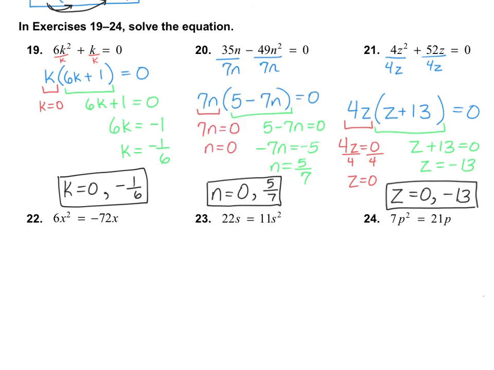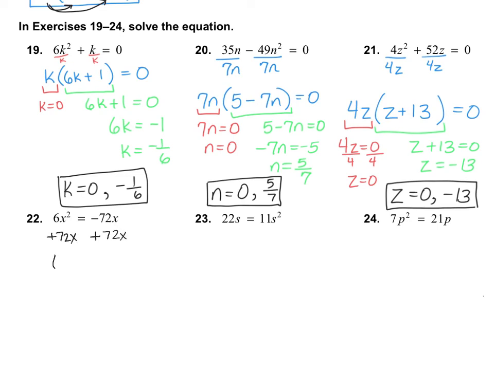Please pause the video and check your answers and see if you have any mistakes, see if you can find them. If we look at number 22, 23, and 24, you'll notice that these are not equaling 0. So what we have to do on all three of these first is move it over. So I'm going to add 72x to both sides.